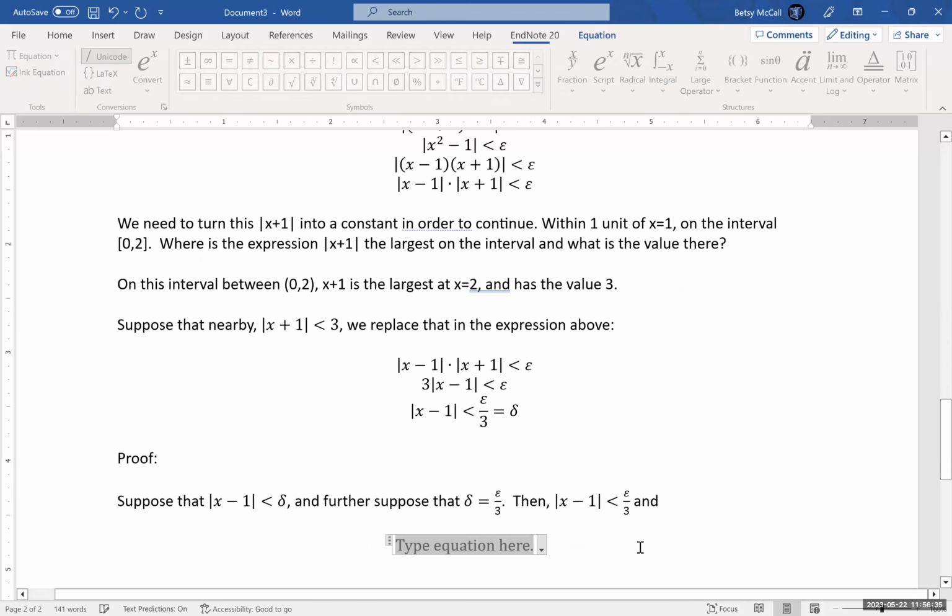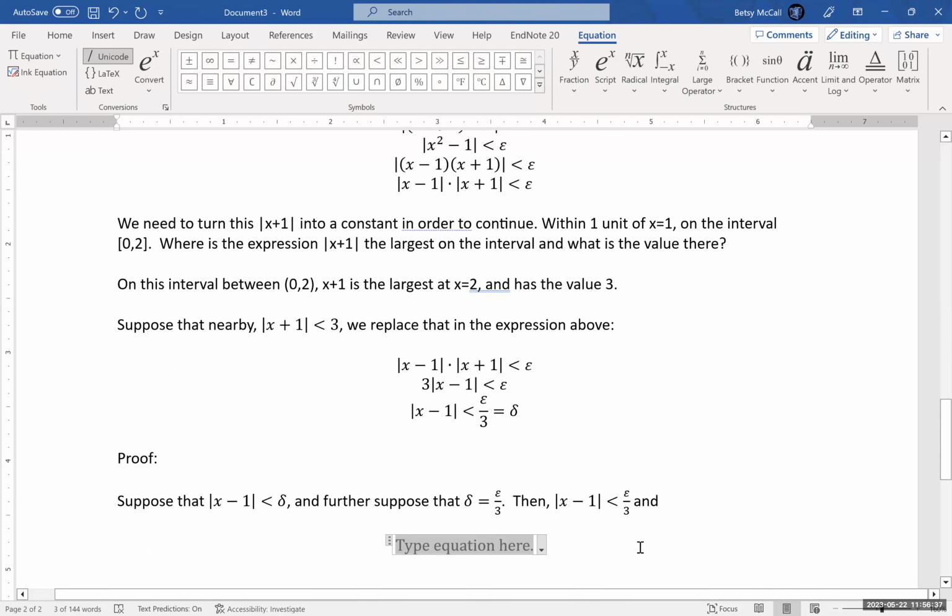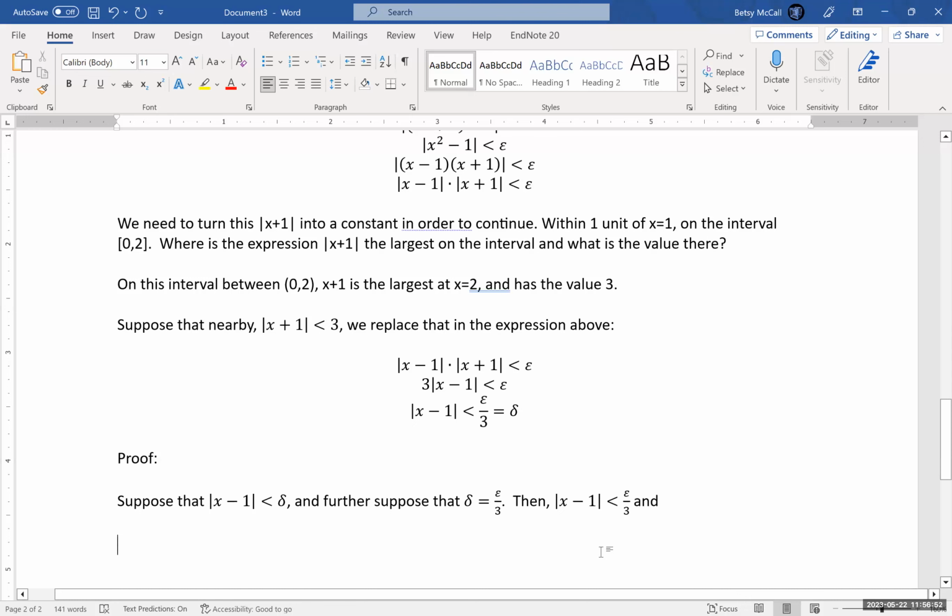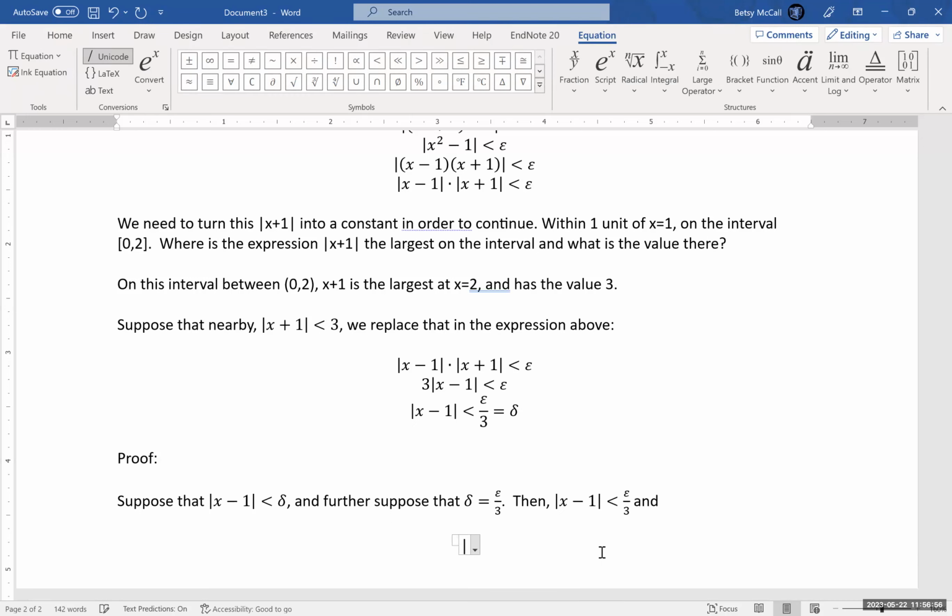And then again, the whole point of a proof is to reason about it, to argue about it. So you do need words. You can't just use algebra. But there is algebra involved. So now we're going to multiply both sides by 3. 3 times absolute value of x minus 1 is less than epsilon.